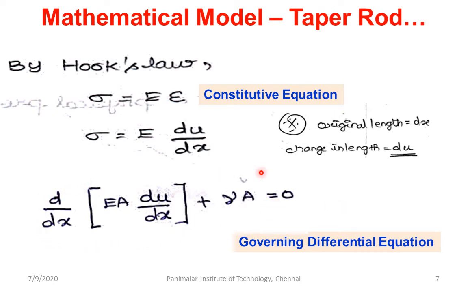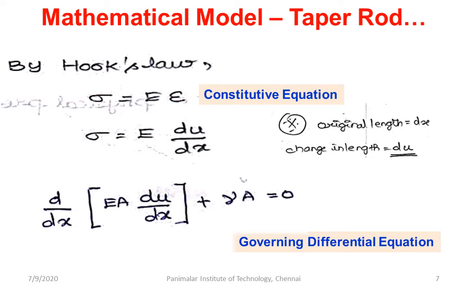Now see, this is the differential equation. So it is a second order differential equation, which is called the governing differential equation for the phenomenon. What is our phenomenon? A taper rod which is subjected to a point load at the free end, and we are considering the self weight of the taper rod also. So this is the governing differential equation or mathematical model for a taper rod problem.